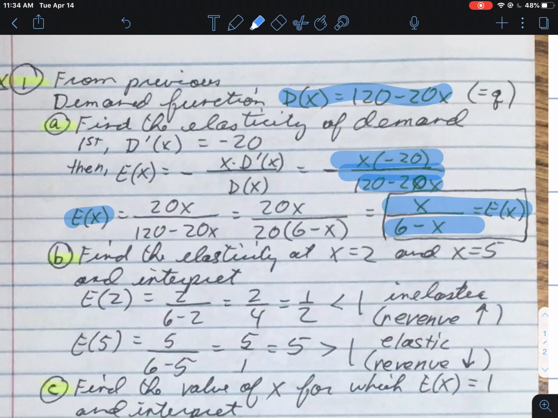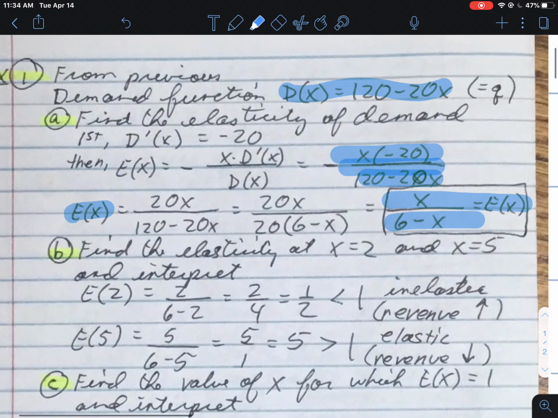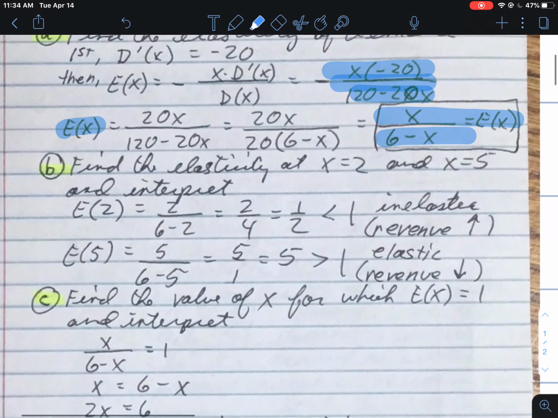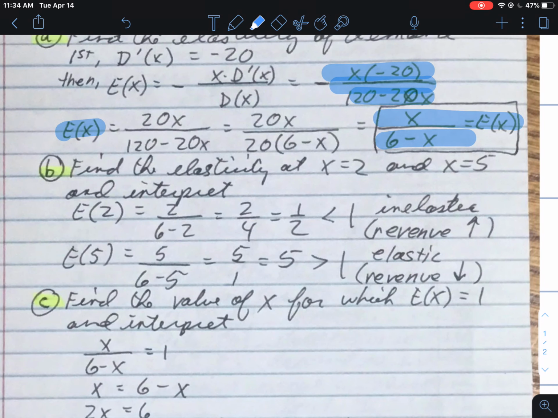Then we can evaluate E of x for the different values that we looked at. First, find the elasticity at x equals 2 and x equals 5. Remember, those were the two values that we had, $2 and $5. If I take 2 and plug it into E of 2, it'll be 2 over 6 minus 2, 2/4, or 1/2. So that gives me a value for E of 1/2, which is less than 1. And we said for elasticity, if E is less than 1, you have inelastic demand, which means revenue should be increasing.